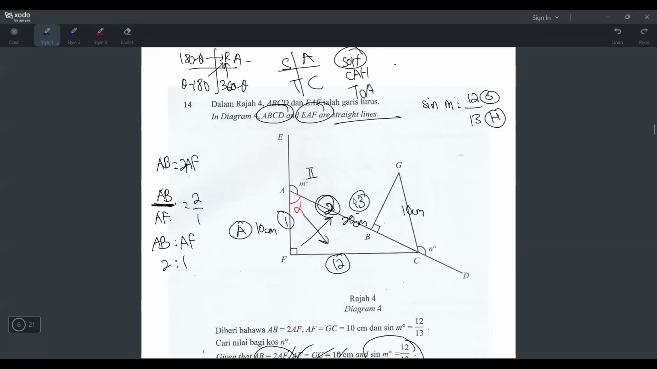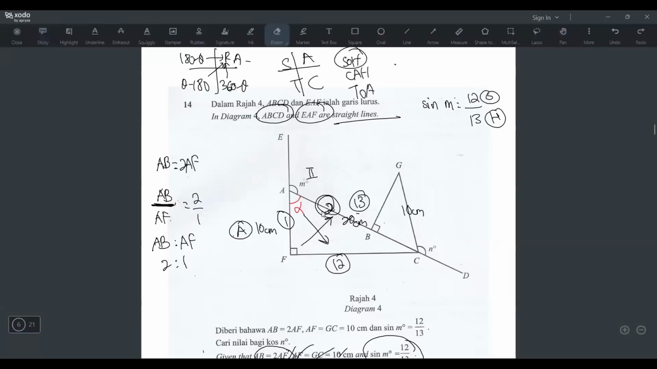Okay, now I can find cos n. It asks to find cos n. But for cos n, I need the length BC. Because cos n will be adjacent over hypotenuse, and the reference angle for cos n will be here. So the adjacent will be BC over 10. But the length of BC is not given, right? So my job now is to find BC.